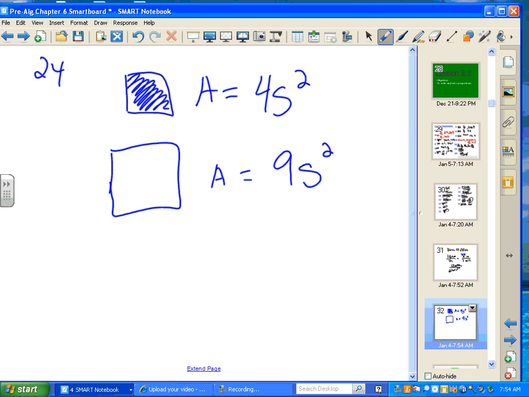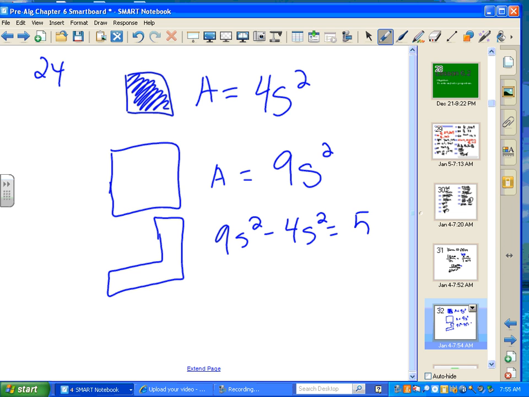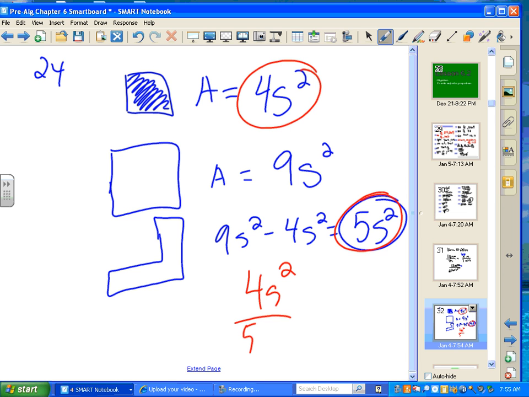So now we need to find the, I'm going to draw this weird thing. You need to find the area of the unshaded region, which kind of looks like a backwards L. To find the area of the unshaded region, you have to take 9s squared minus 4s squared, and you get 5s squared. So that's the area of the unshaded region. But then they ask you, we're not done, find the ratio of the shaded region to the unshaded region. So it would be shaded region over unshaded region, 4s squared over 5s squared. The s's cancel, you get 4 over 5.